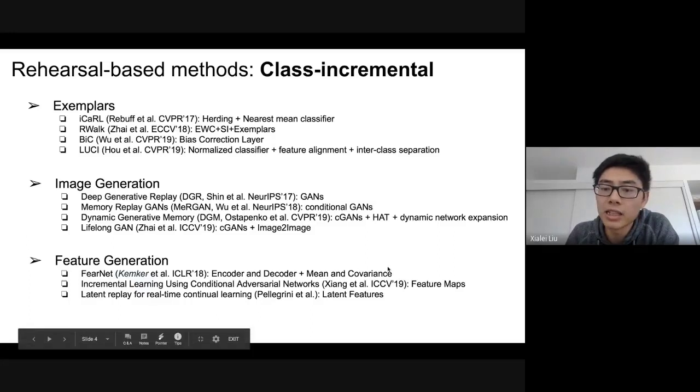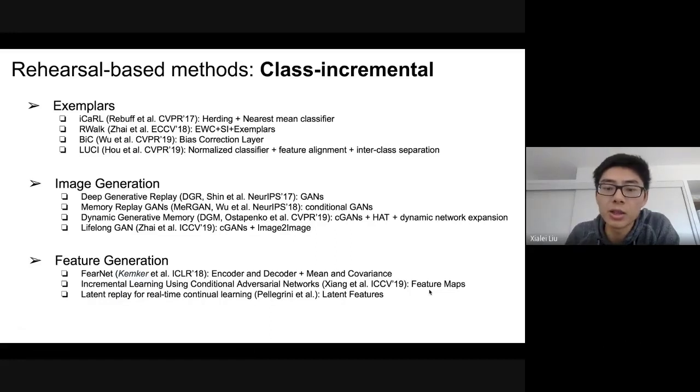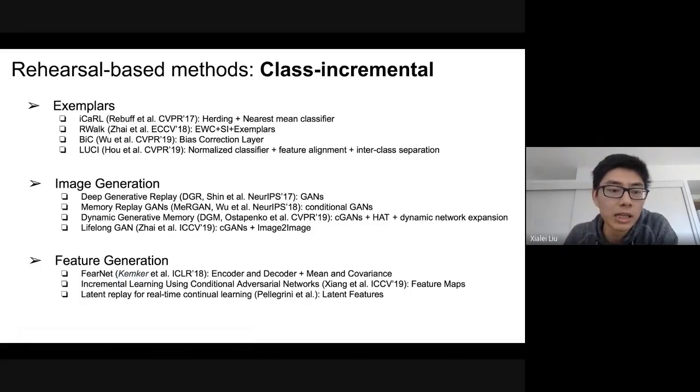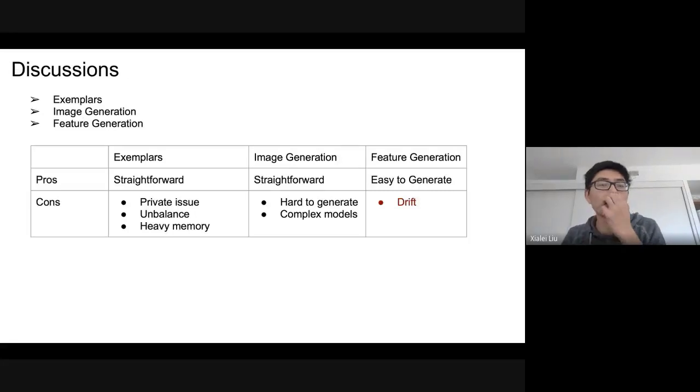Later on, recently, there are also some methods based on feature map replay and latent feature replay. So we are more or less in the same category. Here is a bit of discussion about the three subcategories. For example, exemplar-based methods are kind of straightforward.